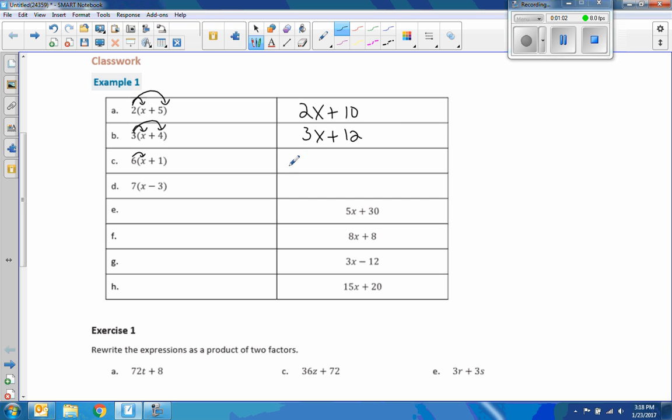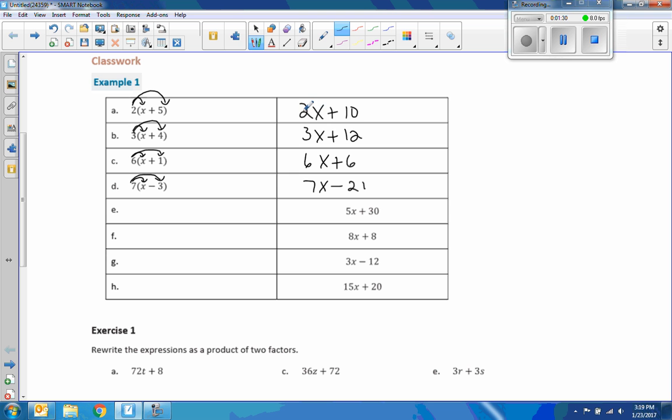6 times x, 6x. Positive times a positive. 6 times 1, 6. 7 times x, 7x. Positive times a negative, negative. 7 times 3, 21. Okay?